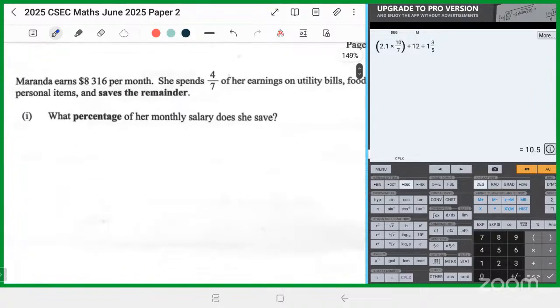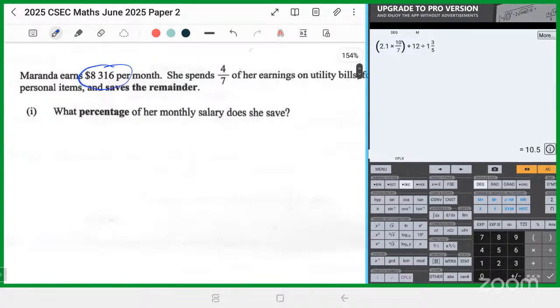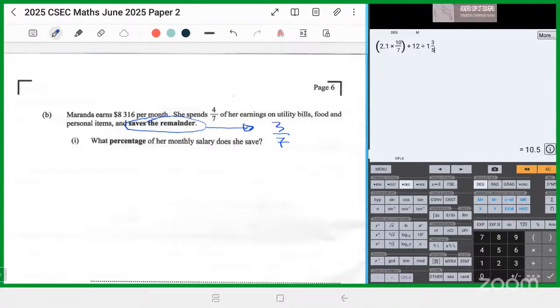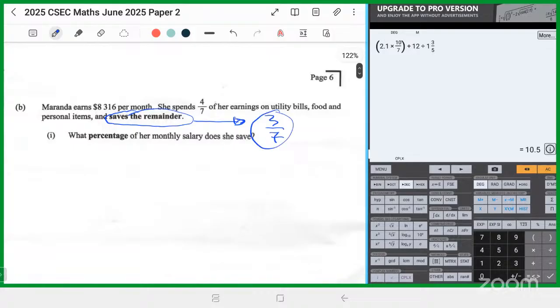Next question. It says Miranda earns this amount per month. She spends 4/7 of her earnings on utilities, food, and personal items, and she saves the remainder. Now the remainder has to be 3/7. That's 4/7, so you need 3/7 to complete the total of 7 parts. It asks what percentage of her monthly salary does she save?